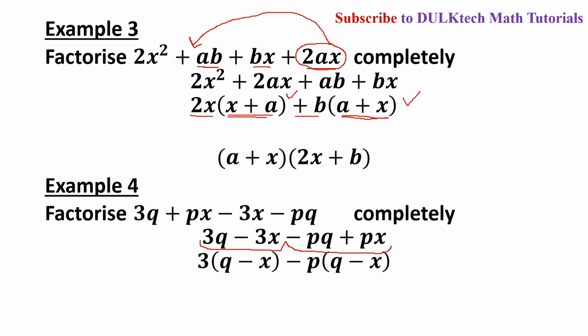Now that q minus x is common, we can take it out. It is now our common factor. So we're now taking out q minus x. And if we take out q minus x, we remain with 3 minus p. So this is now our final answer, right?